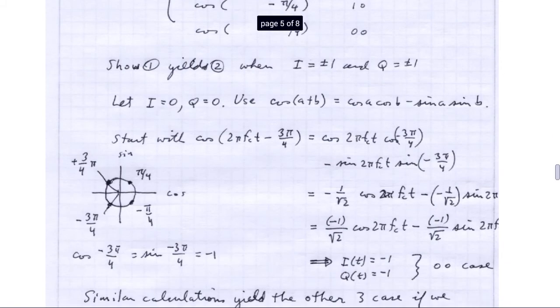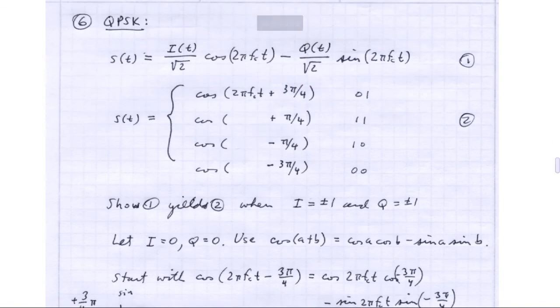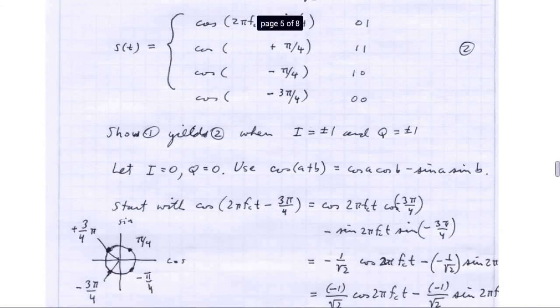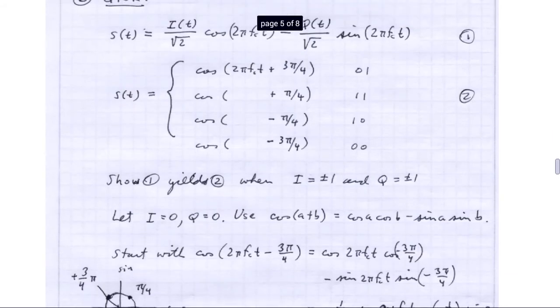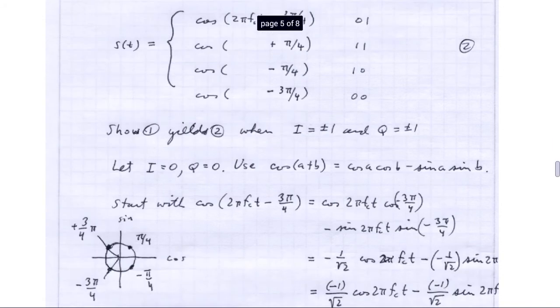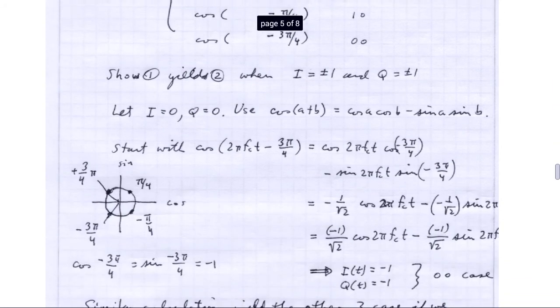And so let's just do one of them. Let's let I and Q be 0. In fact, they're supposed to be negative 1 when they're 0. Okay? Then let's look at the 0, 0 element here. That is cosine of 2 pi fc t minus 3 pi over 4. Well, if I take the cosine of 2 pi fc t minus 3 pi over 4 and apply the cosine identity to it, I get cosine times cosine minus sine times sine. But both the cosine and the sine of negative 3 pi over 4 are negative.